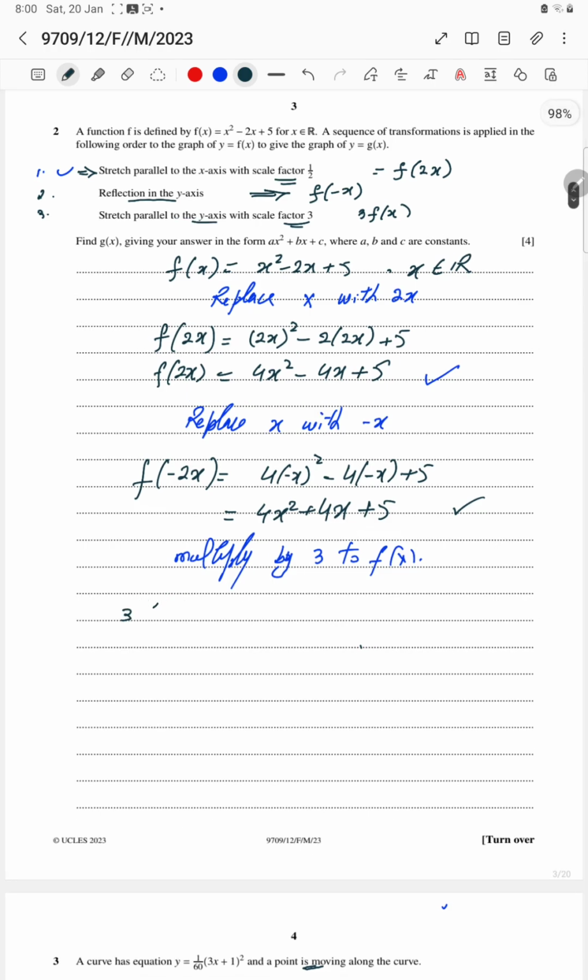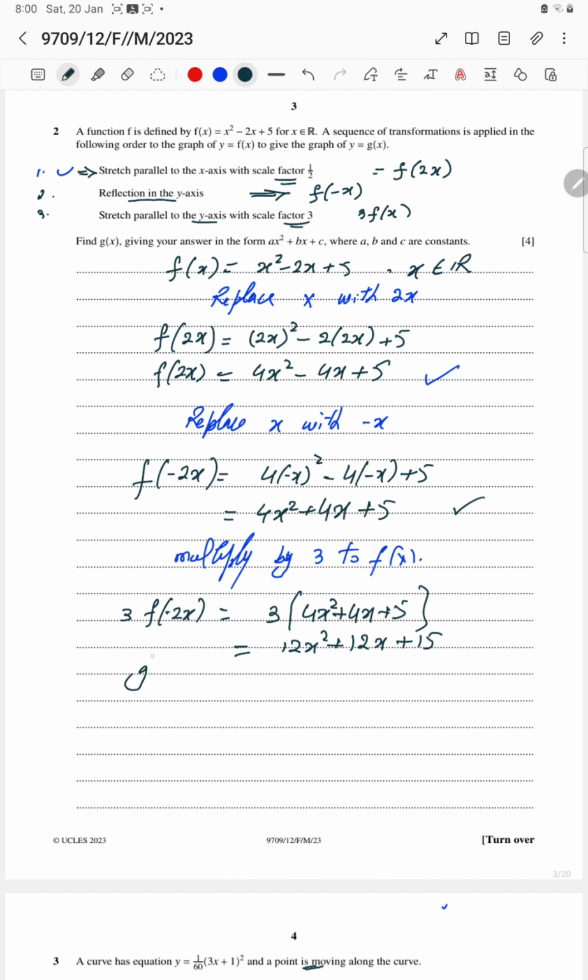So it becomes 3 f of minus 2x on the left hand side, and the result will be 3 times 4x squared plus 4x plus 5. So what comes is 12x squared plus 12x plus 15. This is the total transformation that has taken place with these steps. And finally, you can find g of x, giving you the answer in this form.